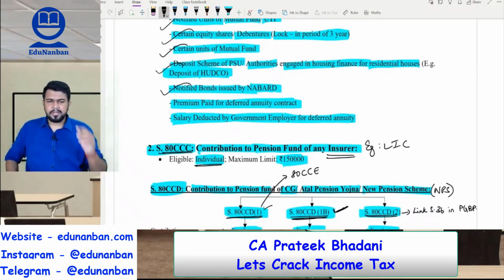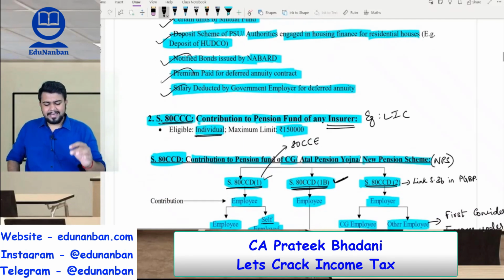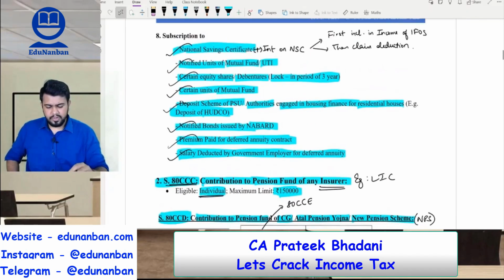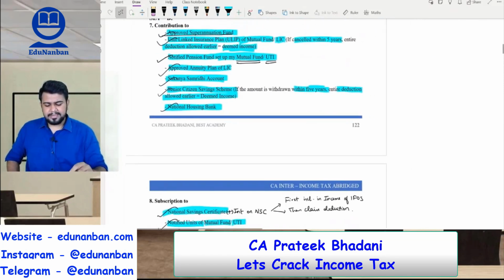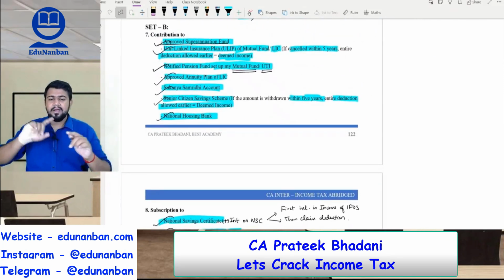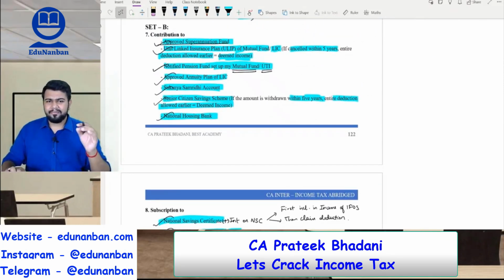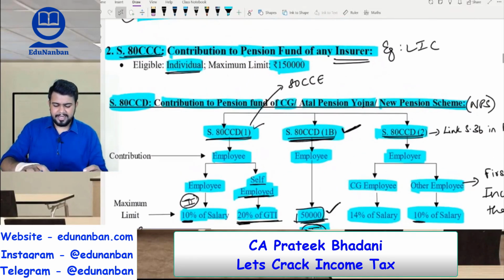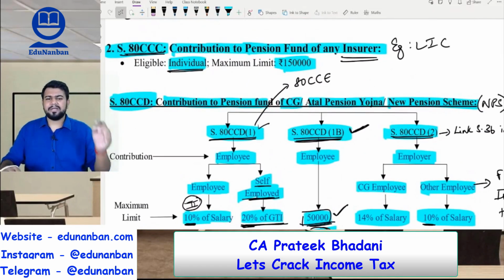Then any notified bonds of NABARD, any premium paid for a deferred annuity contract, or any salary deducted by government employer for deferred annuity. So all these amounts are allowed as deduction under section 80C, subject to a limit of rupees 1,50,000, and the amount is allowed only for individual and HUF, and in certain cases for the relatives also. So I hope you are clear with 80C. See the list thoroughly so that when it is mentioned in the exam you are able to answer easily.